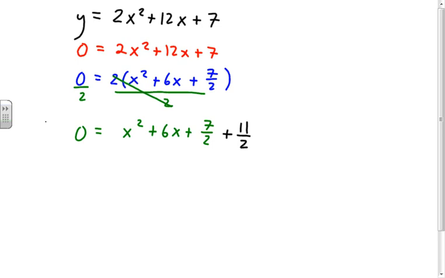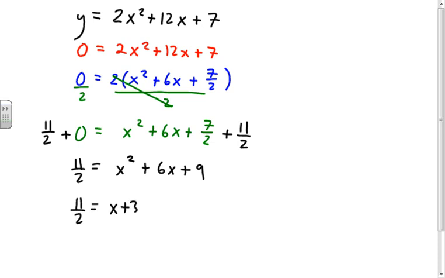We've got to add the same thing here. So we get 11 halves equals x squared plus 6x plus 9. So 11 halves equals x plus 3 squared. Now, if we wanted to solve this, we would just square root both sides and subtract 3. It's a crazy irrational number. I don't really care what it is. But we can do that very easily. Square root and subtract.